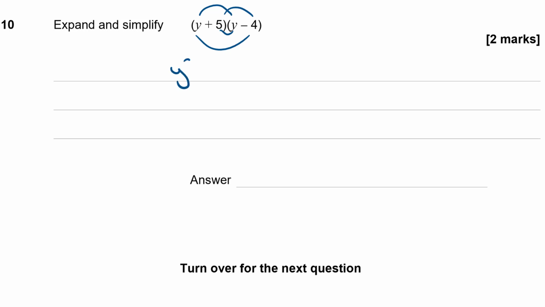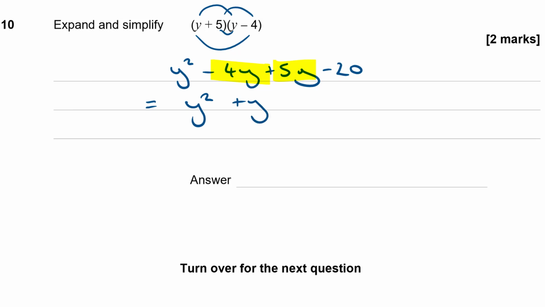Y times y is y squared. Y times negative 4 is minus 4y. 5 times y is plus 5y. And 5 times minus 4 is minus 20. At this stage here, just look in the middle for your two like terms and add them up. So I've got y squared, minus 4y and plus 5y make y. So my final answer is y squared plus y minus 20.